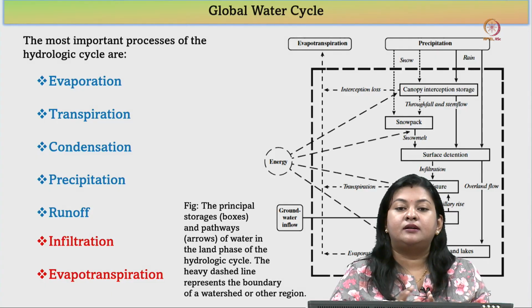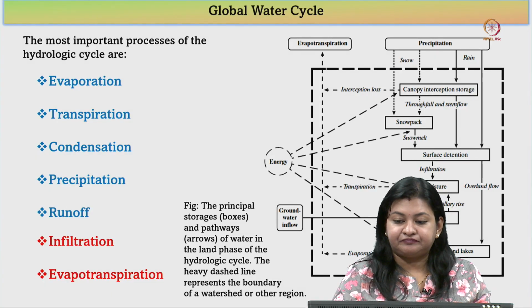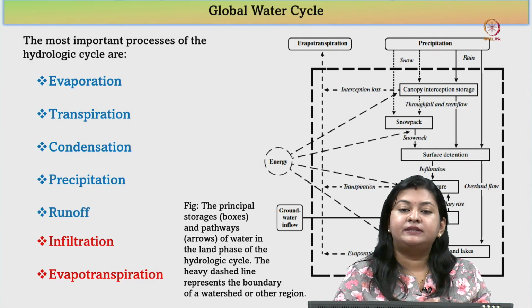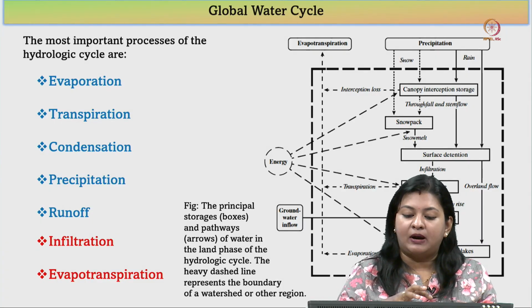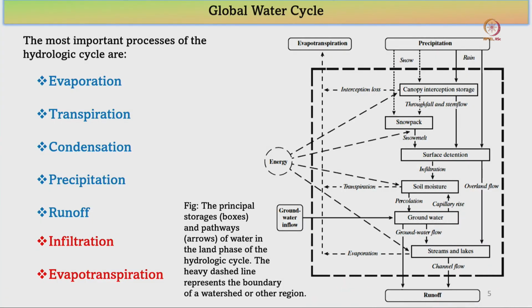Now, this image that I am showing here shows the principal storages that I have talked about, and how water moves through this system. Now, I will stop this lecture here and I will move on to describe this and therefore the subsequent sub cycles of the water cycle in the next lecture.